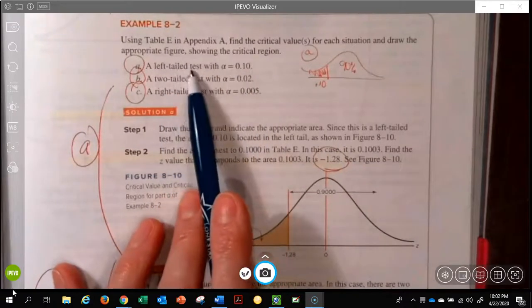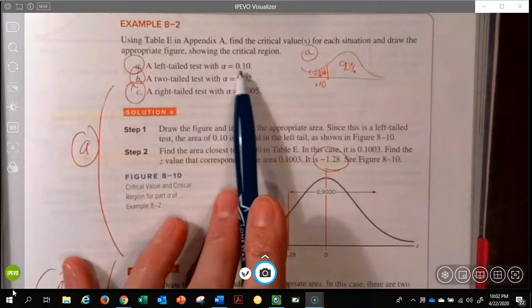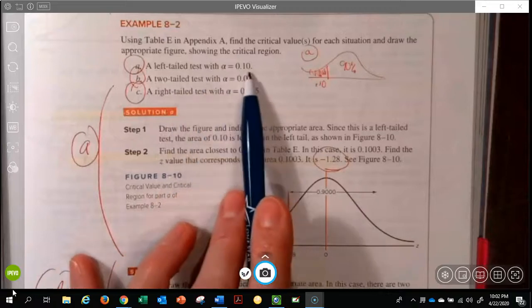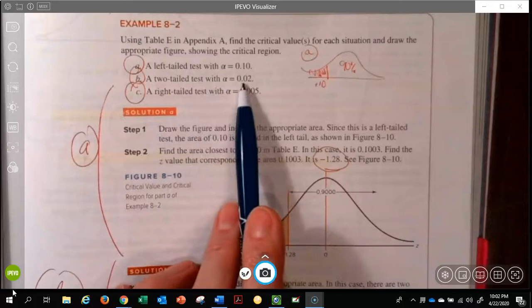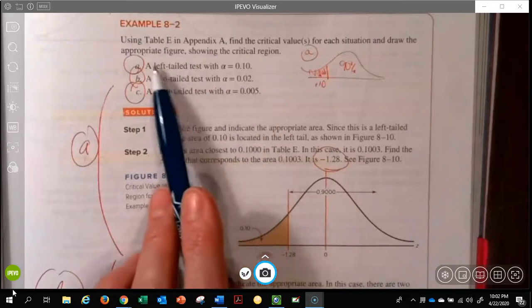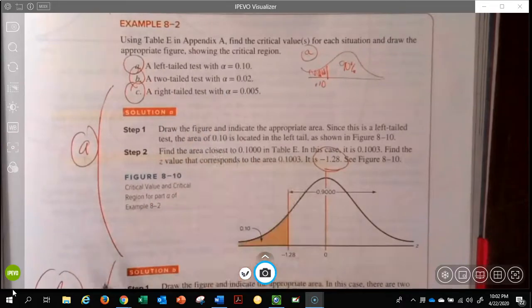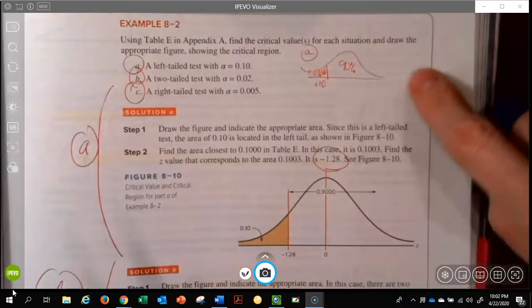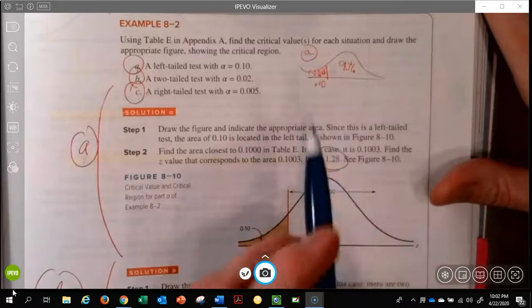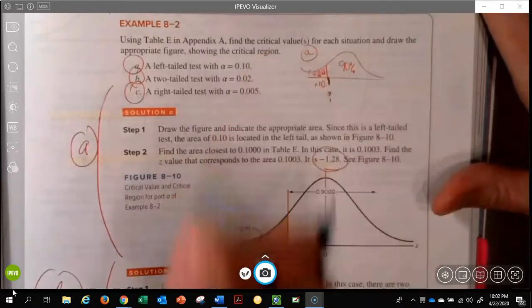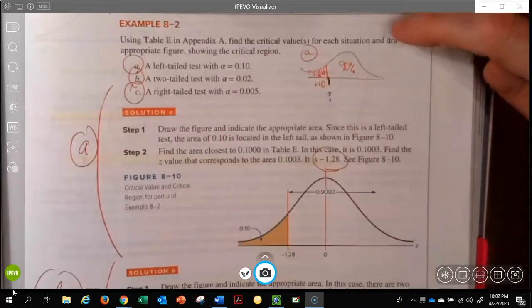So they're saying let's do a left tail with an alpha of 10. Remember, left tail, you get it all. Right tail, you get it all. A two tail, we're going to have to split the information. So starting with left tail, it says draw a picture. I scribbled out a picture up here. I got my left tail. I got the 10% over here, 90% over here. So the question is, what is that critical value?